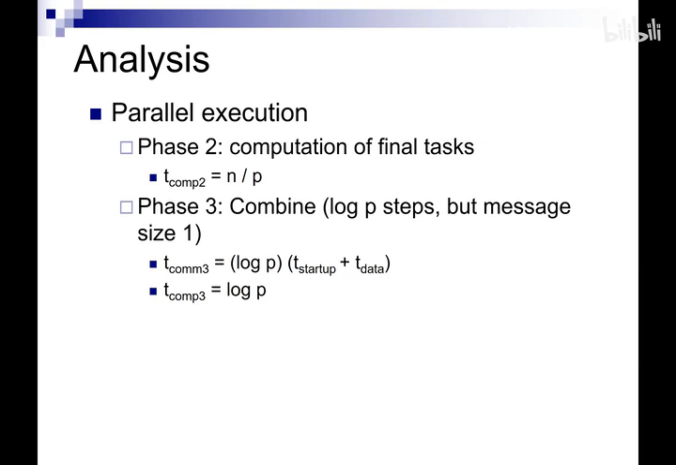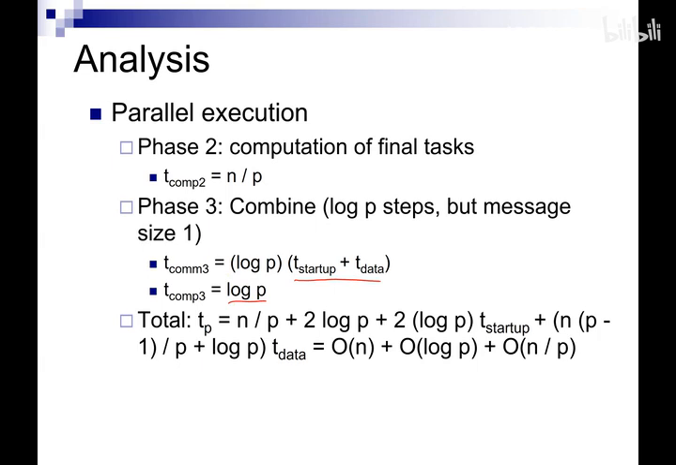Therefore, the computation time for that is going to be log p, because there are log p layers, and the communication time in total is, well, you do this log p times, and each time you send 1 piece of data. So yeah. All right, then you add all that stuff up, and it's going to come out to some expression like this: something like order n plus order log p plus order n divided by p.